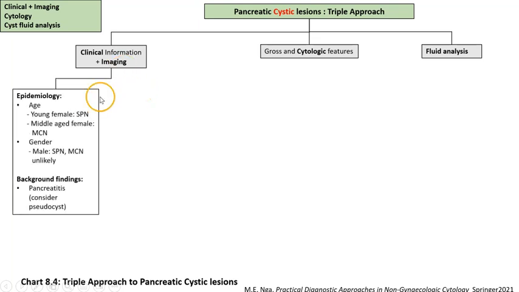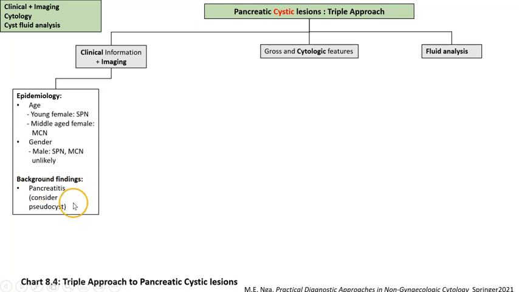In terms of clinical information, the epidemiology is rather significant here. Certain lesions tend to occur in certain age groups as well as genders. So solid pseudopapillary neoplasms tend to occur in younger females, and mucinous cystic neoplasms tend to occur in middle-aged or older females. In terms of gender, as we see here, the SPN and MCN very uncommonly occur in males. Most of them occur in females. Certainly they can occur in males, but the majority of cases we will not encounter in men.